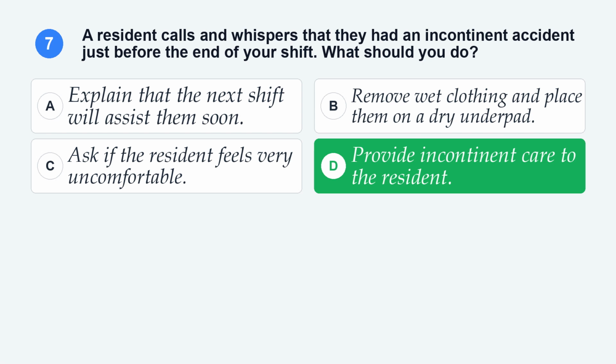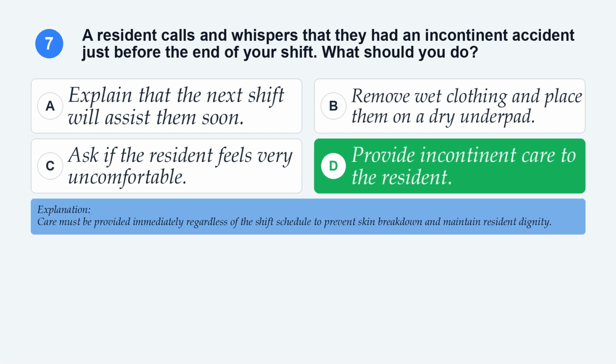The correct answer is option D. Provide incontinent care to the resident. Explanation. Care must be provided immediately regardless of the shift schedule to prevent skin breakdown and maintain resident dignity.